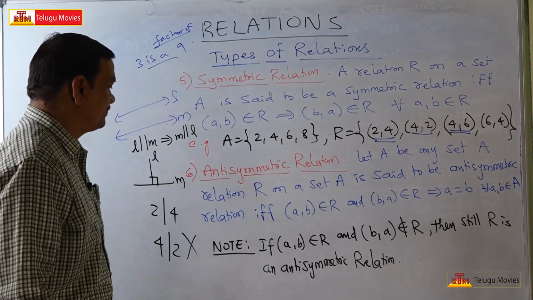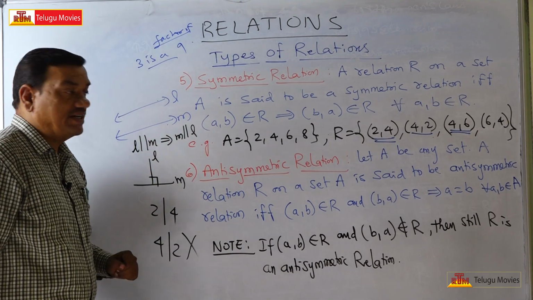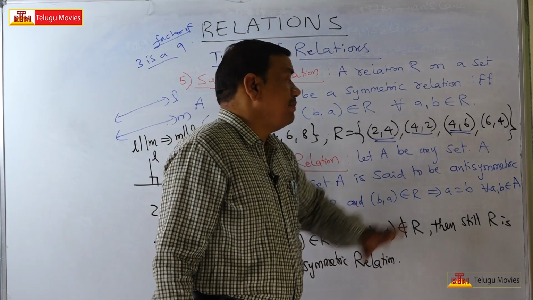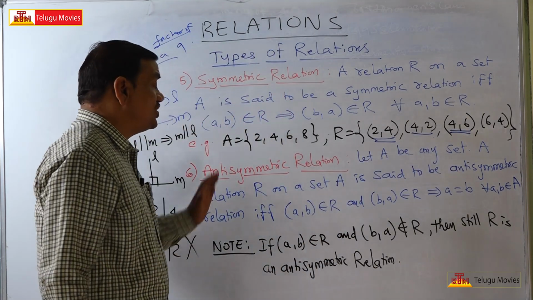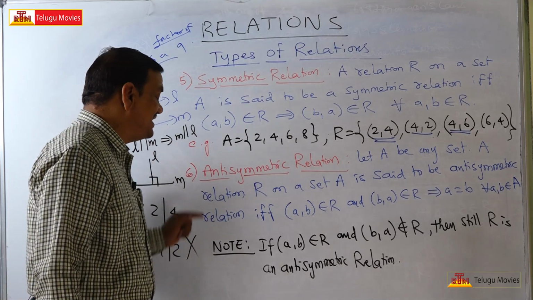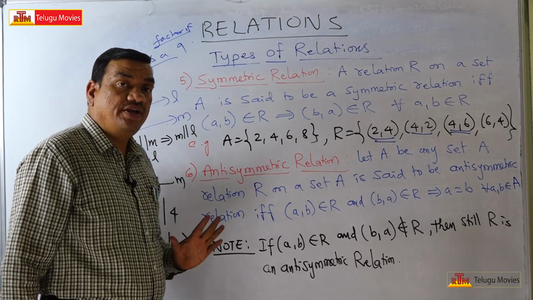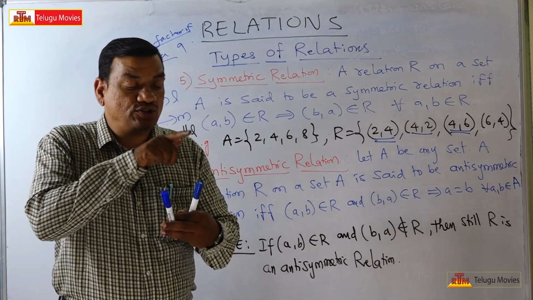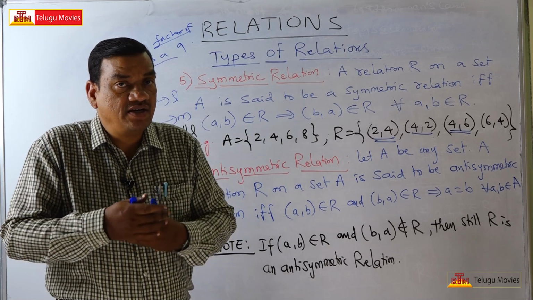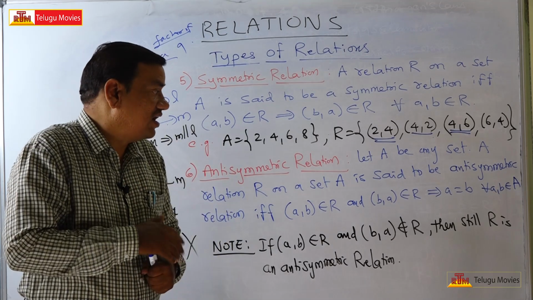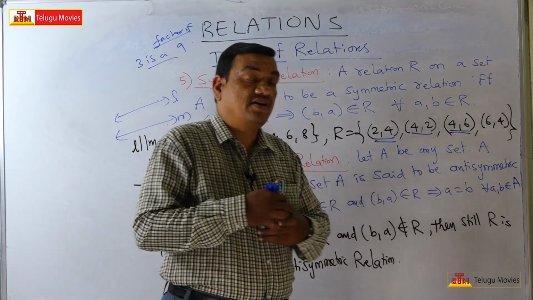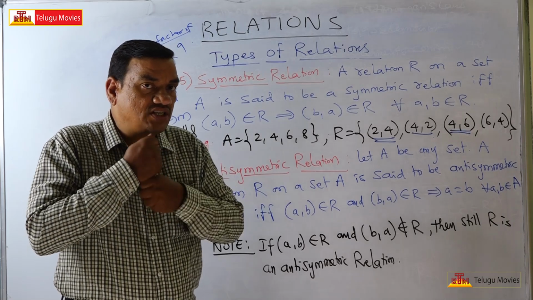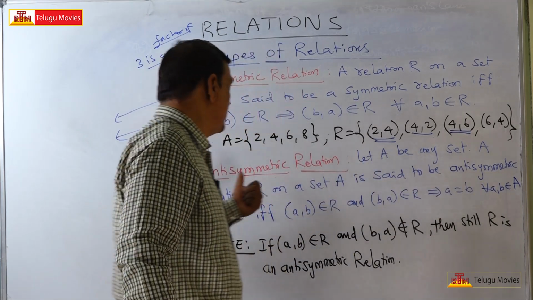Understand this? Right. Coming to anti-symmetric relation, just like symmetric relation, but here, let A be any set. A relation R on a set is said to be anti-symmetric if and only if A is related to B and B also maintains the same relation with A, but these two should be equal. If at all these two quantities are equal, then that relation is called anti-symmetric.